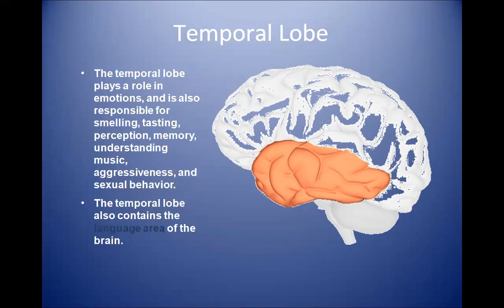Then sexual behavior. The temporal lobe also contains the language area of the brain. और जो temporal lobe है, it will also be responsible for the language area of the brain. हमारा ब्रेन के लैंग्वेज एरिया से ये कनेक्टेड रहता है. If the temporal lobe is affected, or any clot forms in the temporal lobe, in that time the person's language will also be affected.